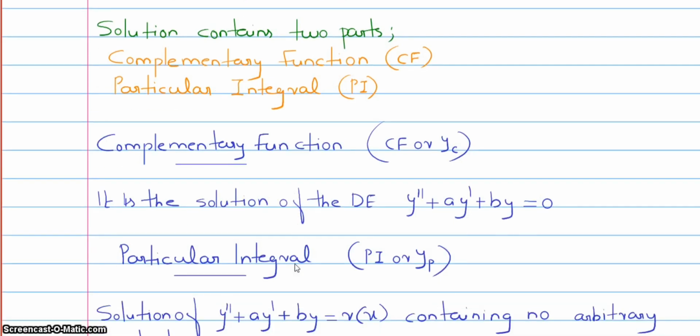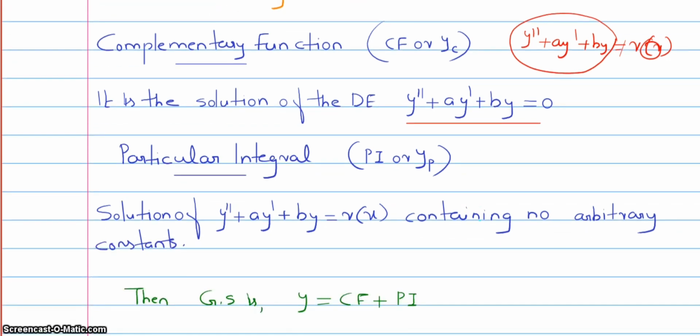Complementary function is actually the solution of the homogeneous equation. We are dealing with the non-homogeneous equation with constant coefficients y double dash plus a y dash plus b y equal to r of x. So just take the homogeneous part of this non-homogeneous equation, so the right side will be 0. Now the solution of this homogeneous equation will be the complementary function. Next, the particular integral.